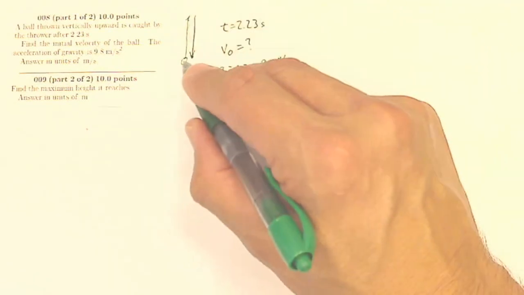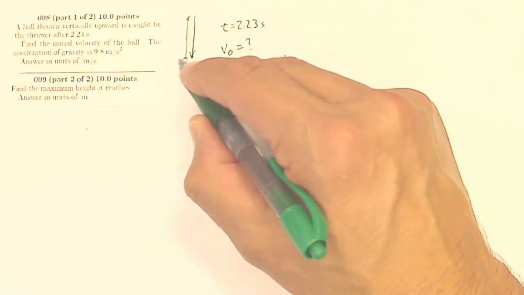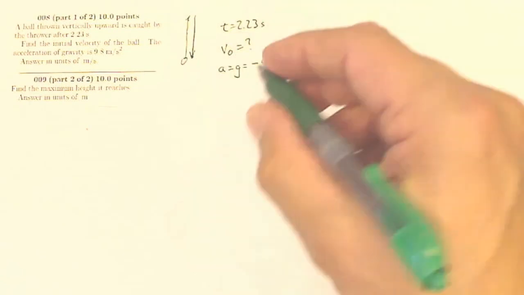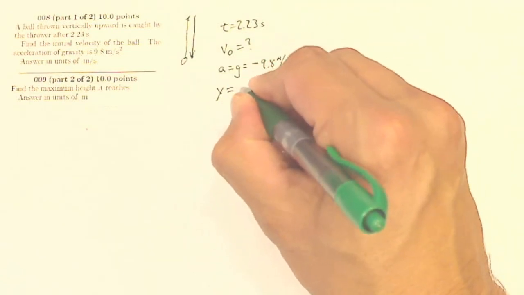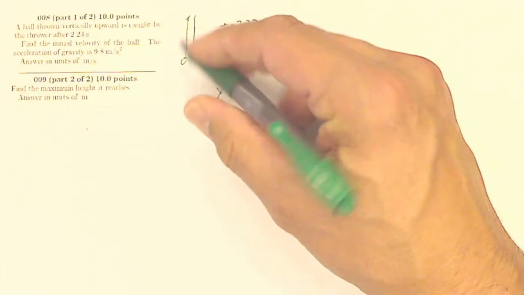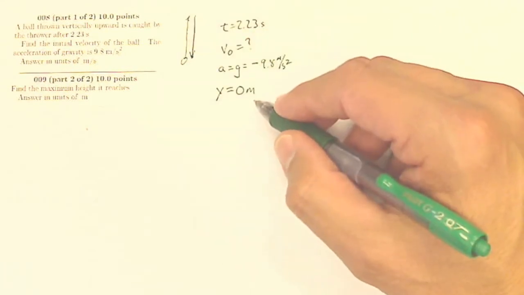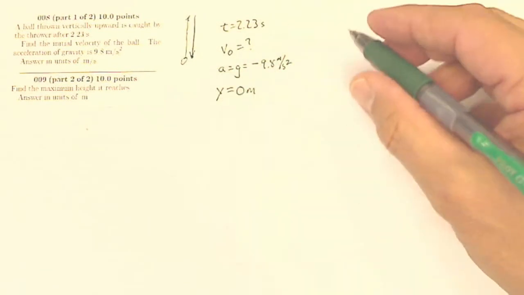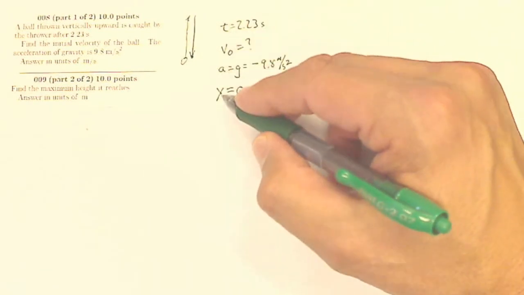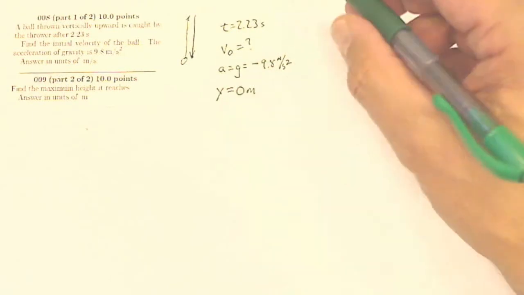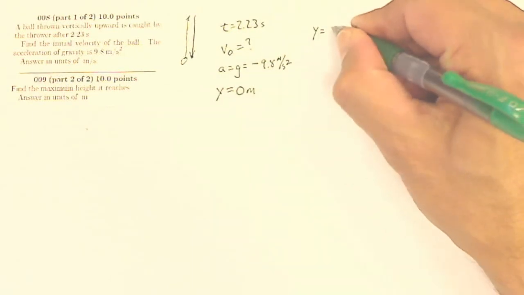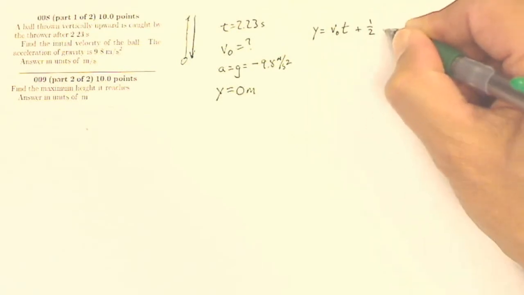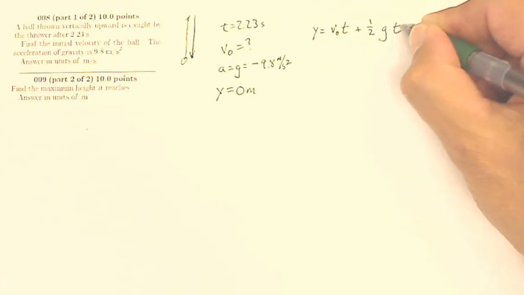So one thing I know, with the trick here, is that it goes up and it comes back down to the same location. So I know that when it reaches the bottom, it's going to have a displacement of 0 meters, because it goes up and comes back down. So now, with time, initial velocity, acceleration, and displacement, I can solve because I have an equation that says that my displacement is my initial velocity times time plus 1/2 of my acceleration times time squared.